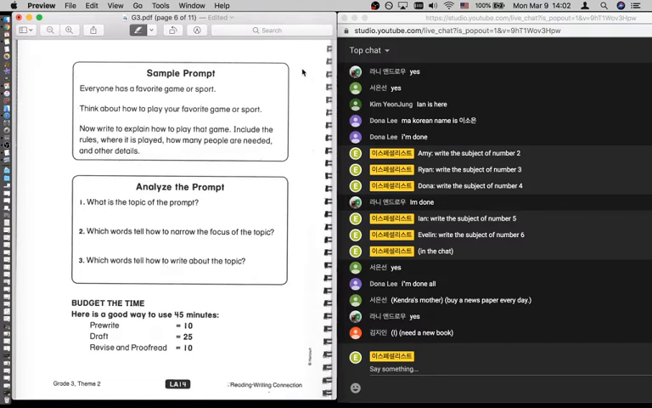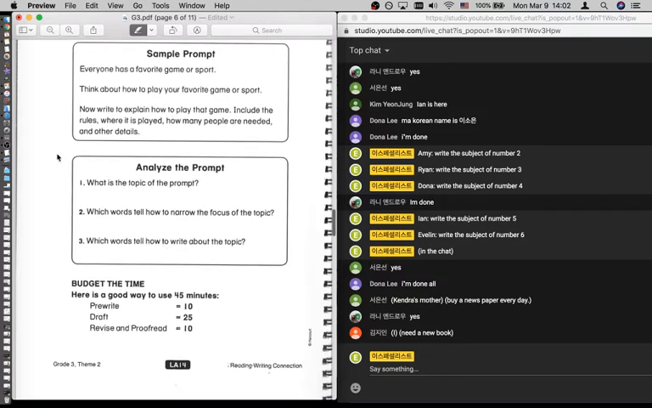So sometimes in writing tests, you will see a prompt like this. Prompt means what you're going to write. It's like a question, a writing question. The writing question here, we can see here is our tips how to do it.